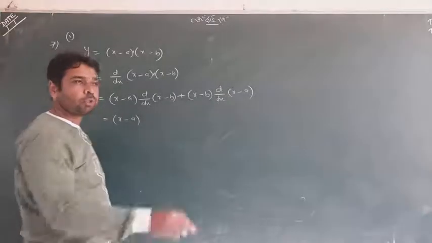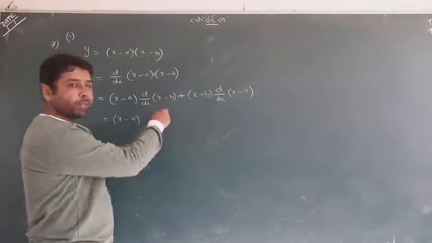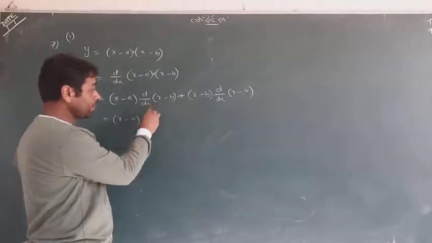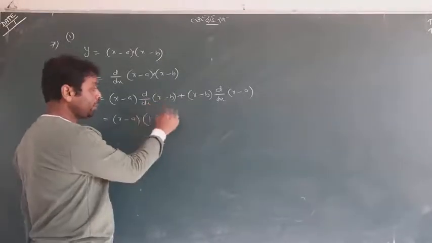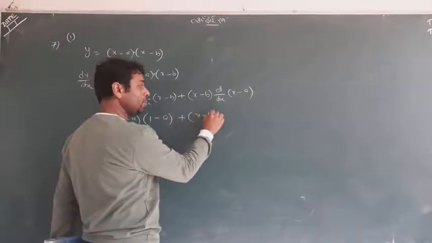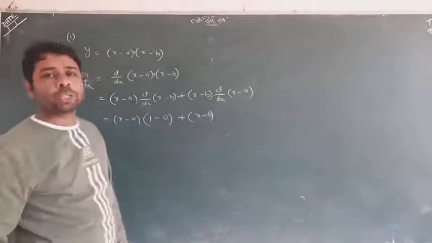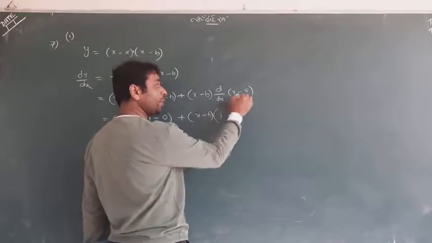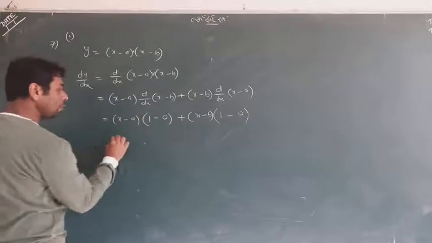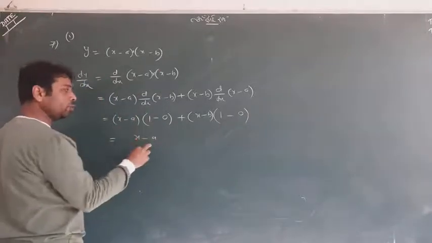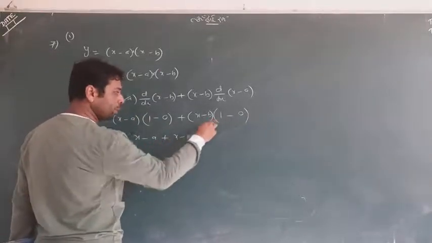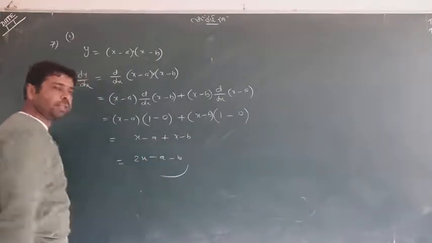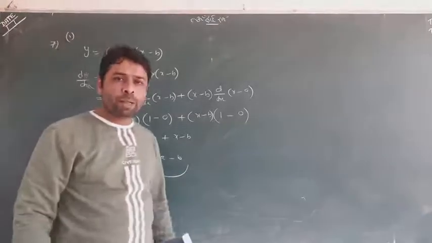What is the answer? We have two terms with a minus sign between them, so d by dx will operate on both. d by dx of x is 1, d by dx of b is 0, because b is a constant and the differentiation of a constant is 0. And d by dx of x is 1 and d by dx of a is 0. Now you are very near to the answer. (x minus a) into 1 gives x minus a, and (x minus b) into 1 gives x minus b. Lastly, x and x give 2x minus a minus b. That's the answer. It was so simple.